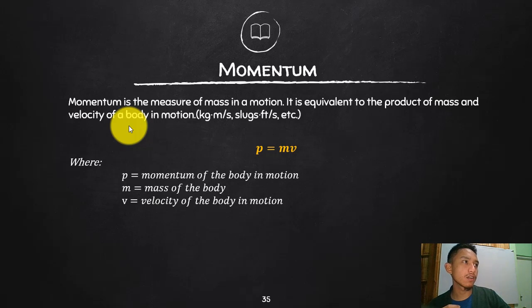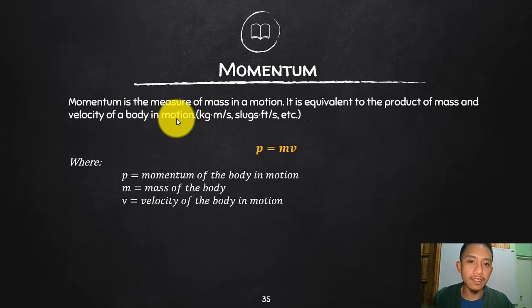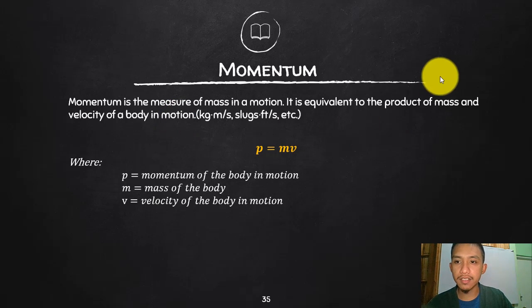We will say that a team is in momentum if they are winning successively, because the success is moving forward. Or there is a motion, or there is a movement as a team. So again, momentum, if we are now trying to define it technically, that is just the measure of mass in motion. So again, that is just the product of your mass times velocity.